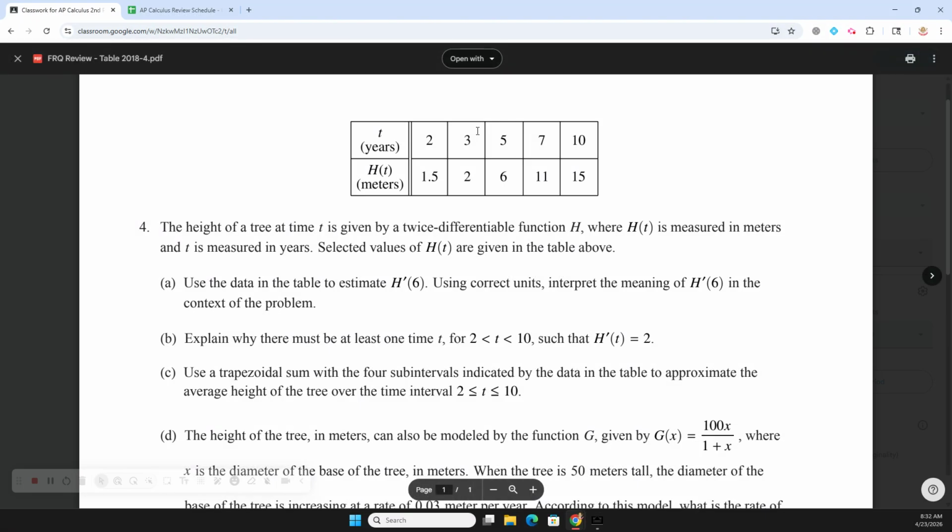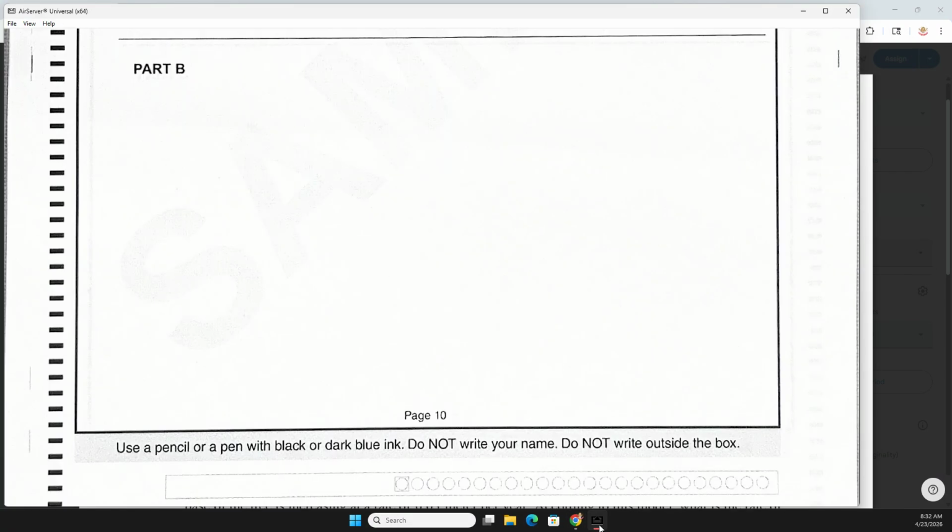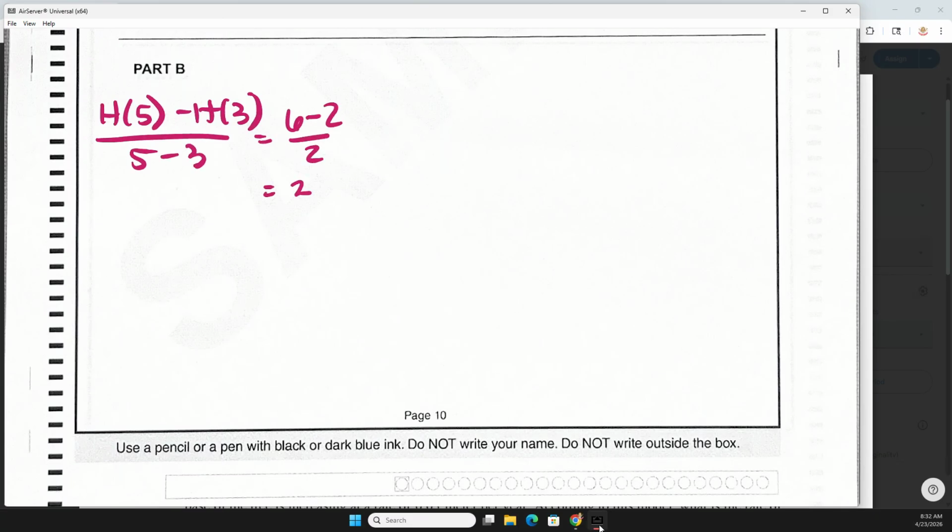And those pairs of numbers are going to be from 3 to 5. So when you subtract, you're going to get 4 over 2, which is going to be 2. All right, so what you would say is that h of 5 minus h of 3 over 5 minus 3 equals 6 minus 2 over 2, or 2.